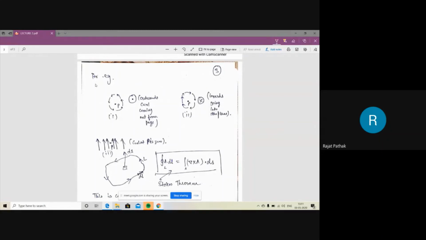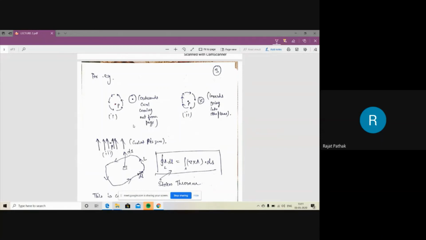So this is an example of curl. If you want to know the definition of a curl, then you should know what this is. The first point is a point P. A vector's lines of force are like this. So if you want to know the curl of a vector A, suppose this is a vector A and the lines of force are like this. Then the curl of vector A at any point P is del cross A.